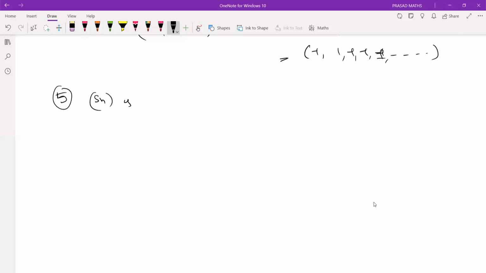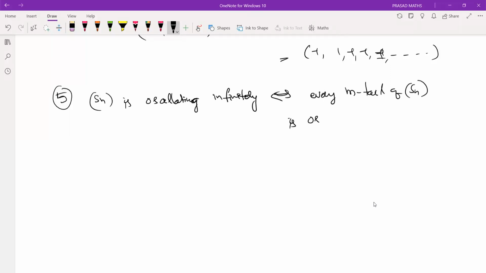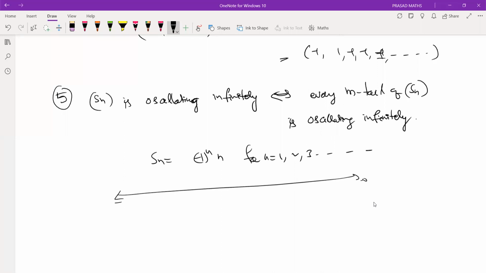Sn is a sequence oscillating infinitely if every m-tail of Sn is oscillating infinitely. Right, for example, you take Sn = (-1)^n · n for n = 1, 2, 3, 4, going on. Clearly it is oscillating infinitely because it is neither convergent nor divergent.